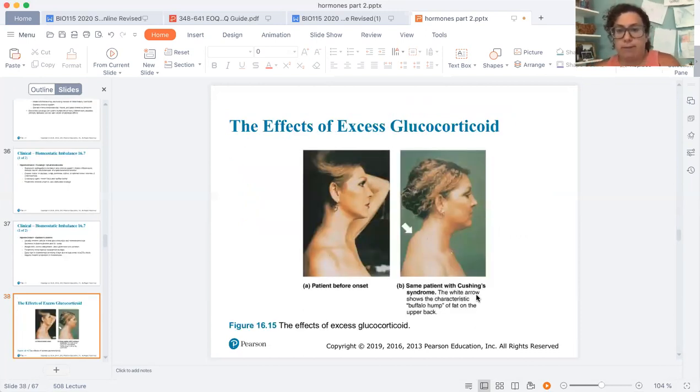So here's an example of Cushing's. See this woman before and after. She's getting that moon face and that little buffalo hump right here.